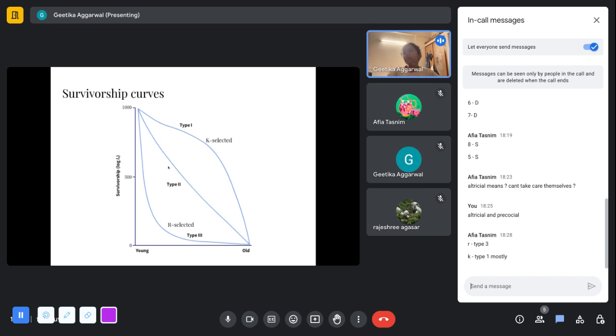But for K selected species, you have high survivorship when you're young because, of course, you have a lot of parental care, and parents are investing a lot of their resources into taking care of their young ones and into making them reach maturity. And once they reach maturity, they have their own offspring. Then, eventually, by old age, they have a high amount of mortality. And type 2 is for species that fall in the middle of the spectrum between severely R selected and highly K selected species.